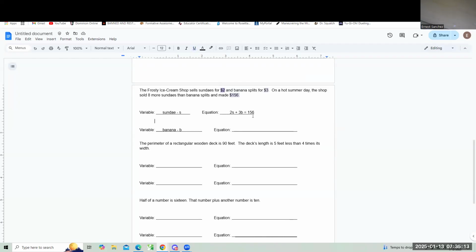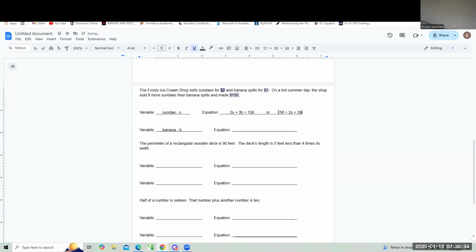They could write something like this. I'm just going to put it over here. This is just in case you don't see this equation. They could have it backwards. They could have the total first. So they could say 156 equals 2S plus 3B.